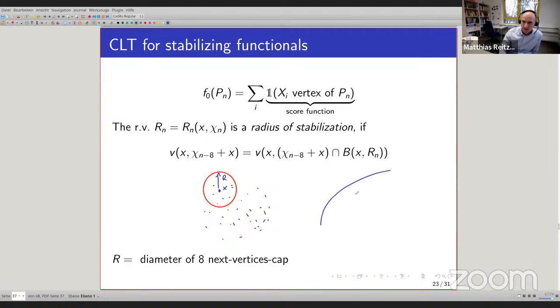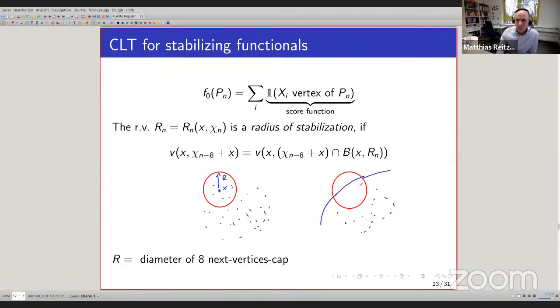And for the vertex, this means I can take a ball with center in x. So this should be x, this is the center. If I fix what's happening inside, and the points outside will not play a role, then I'm satisfied.